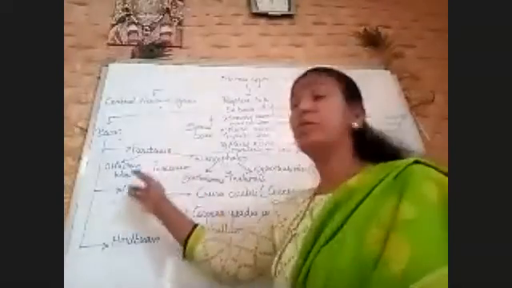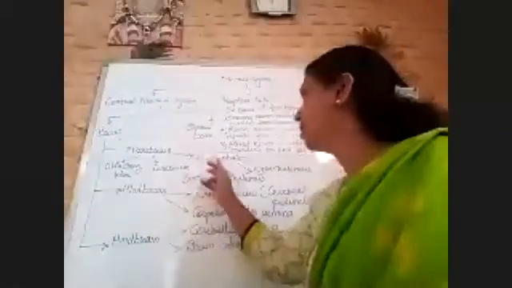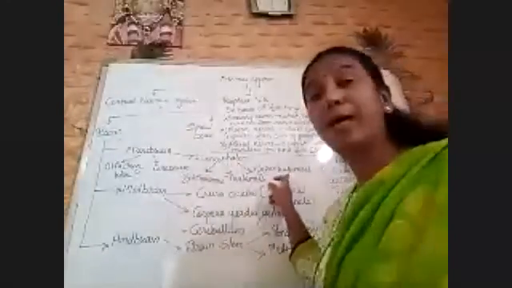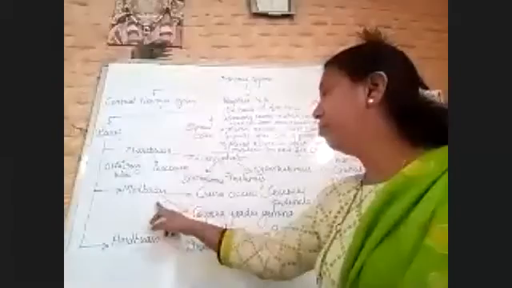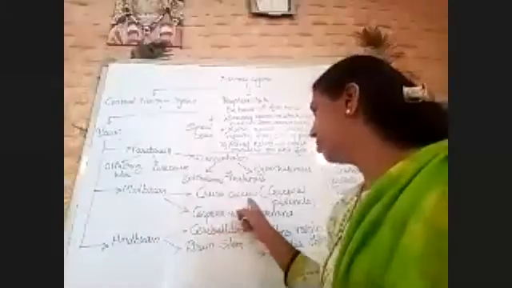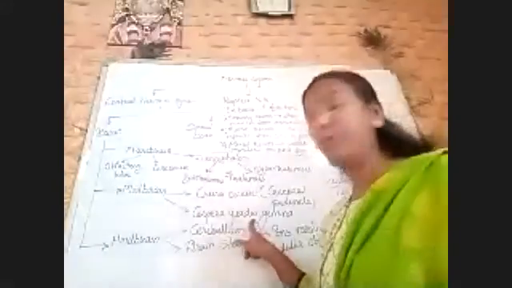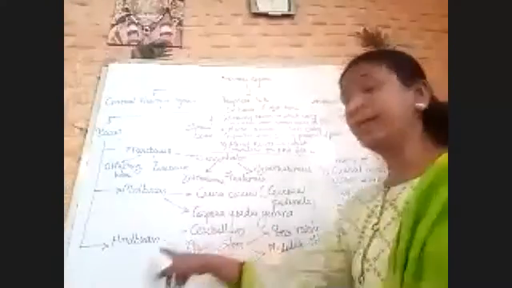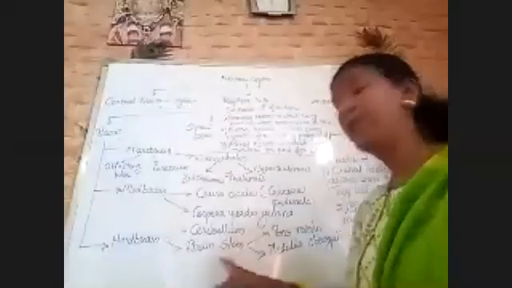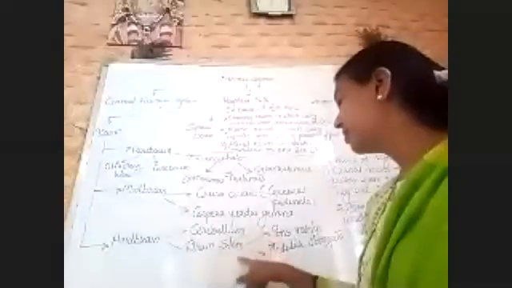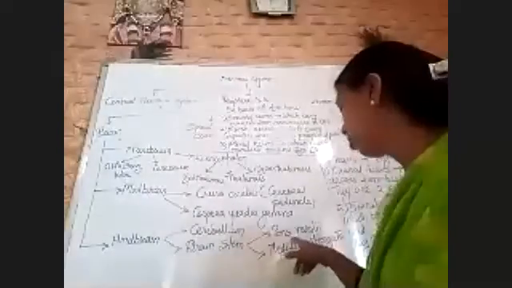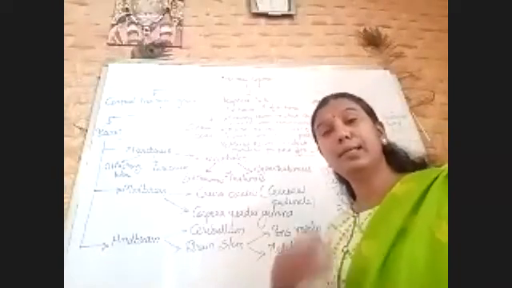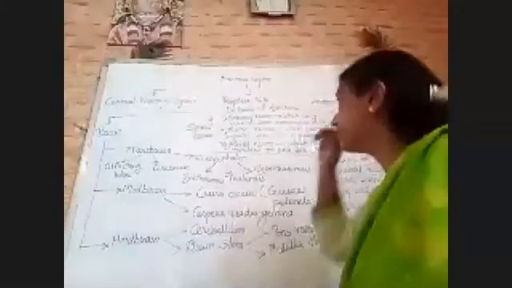Forebrain consists of three parts: olfactory lobe, cerebrum, and the diencephalon. This diencephalon consists of epithalamus, thalamus, and hypothalamus. Then midbrain. Midbrain consists of two parts: pleura cerebri and the corpora quadrigemina. Pleura cerebri is also called cerebral peduncle. After that, hindbrain. Hindbrain consists of cerebellum and the brainstem. Brainstem again consists of two parts: pons varoli and the medulla oblongata. We will see detail about it later on.